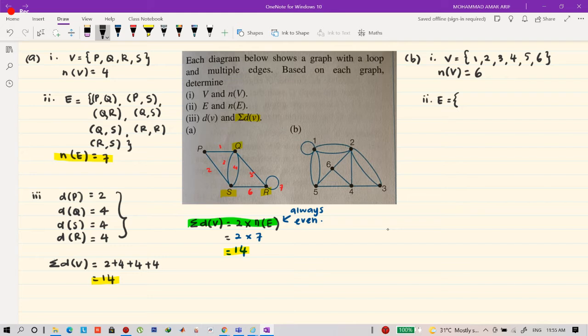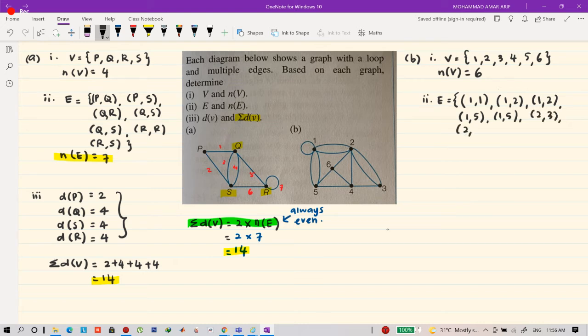So edges kita kena kira manually, kira satu-satu. So dekat sini kita ada loop 1, 1, and then kita ada 1, 2. So dia adalah multiple edges. So 1, 2 dia akan berulang 2 kali. And then kita ada 1, 5 juga. 1, 5, 1, 5. Lepas tu kita ada 2, 3, pun multiple edges juga.